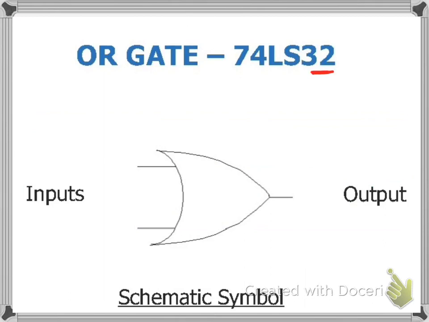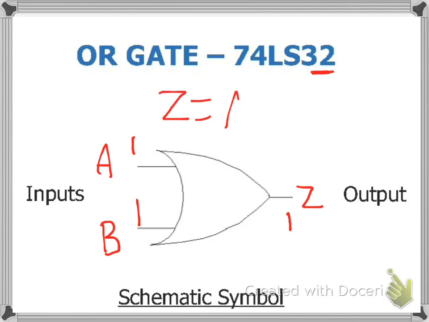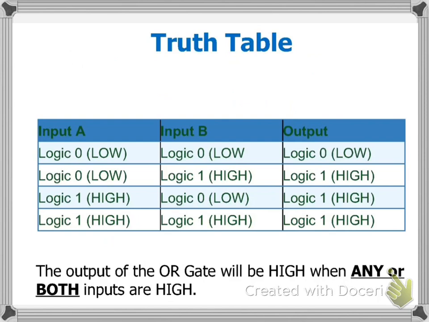The OR gate is the 32. There's the schematic symbol. Let's call that Z. These are just arbitrary designations, but it's helpful to call them something. Z will be 1 if A is high, or B is high, or A and B are both high together. So the Boolean expression is Z equals A ORed with B, and the plus sign means an OR. There's the truth table.